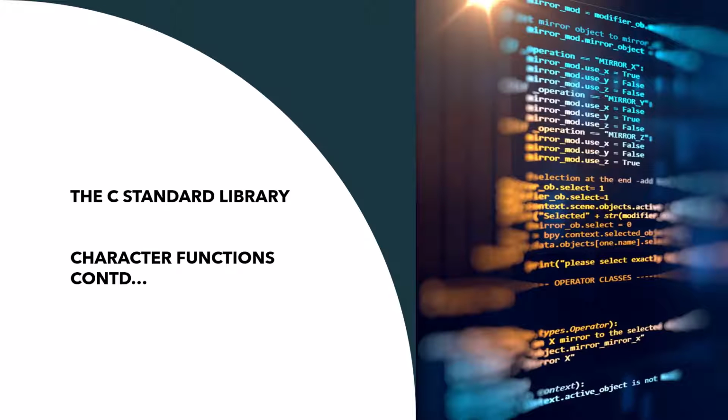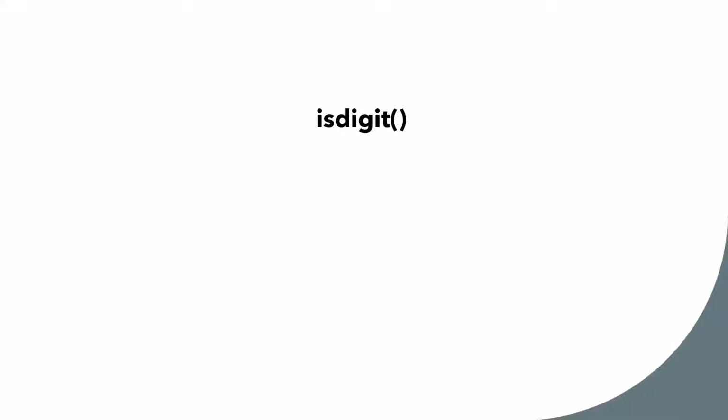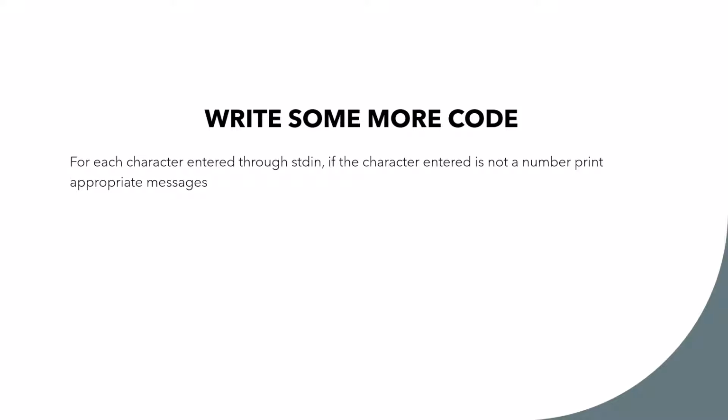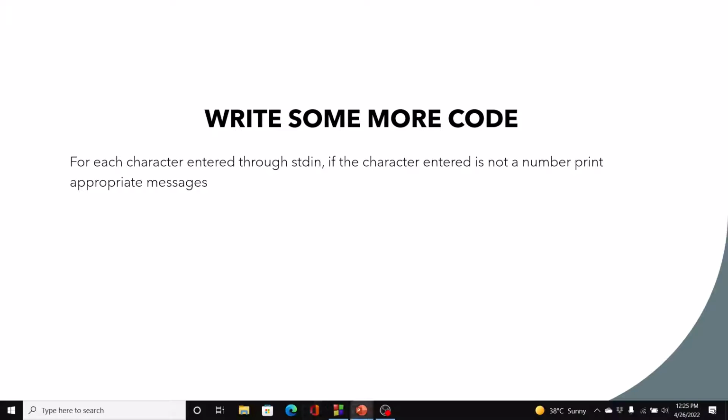Moving on from where we left off in the last session, the function isdigit, as you can see from the prototype, returns an integer, takes as argument an integer as well. But as I mentioned in the last session, ch would be defined as a character type in our code and then converted internally to integer when this function is called. Returns non-zero or true if ch is a digit, otherwise returns 0 or false. For each character entered through stdin, if the character entered is not a number, print appropriate messages.